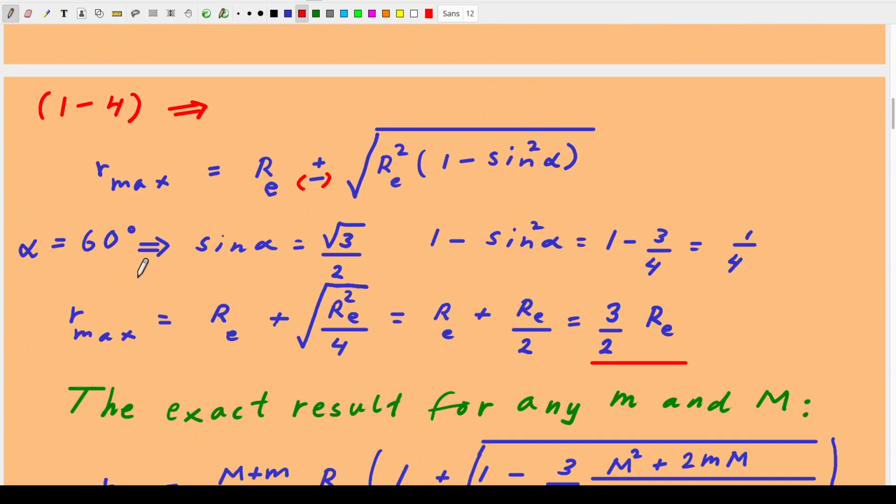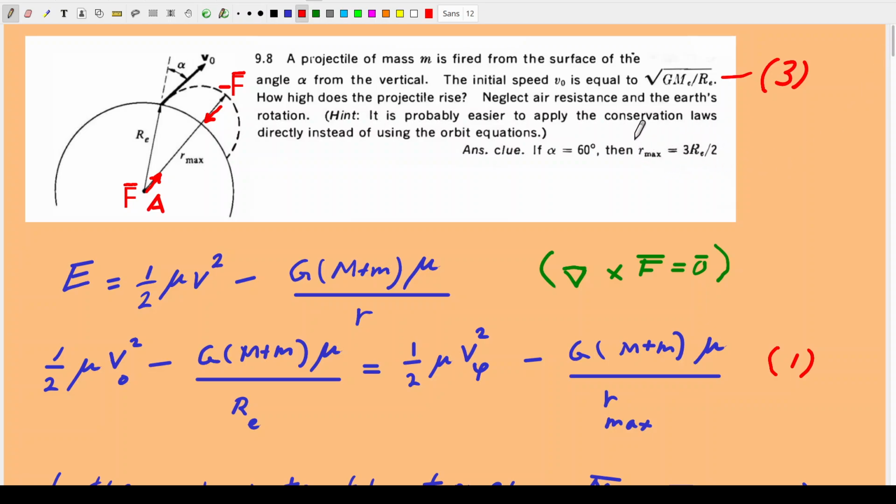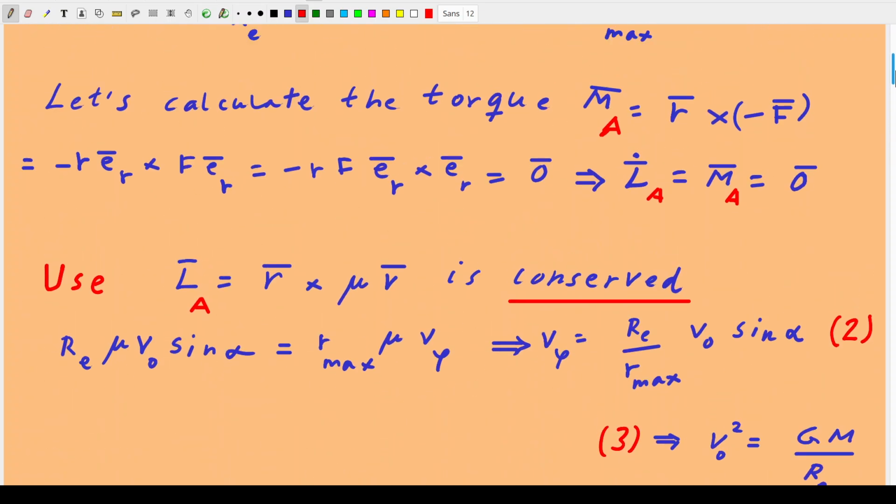So okay, and then the problem text says if alpha equals 60 degrees, then it should be some value for rmax, and sine alpha for 60 degrees is just this one. So this factor here will be that, and then you get this, and you get 3/2 of the Earth radius, what you see here. So that's that. That problem is solved.